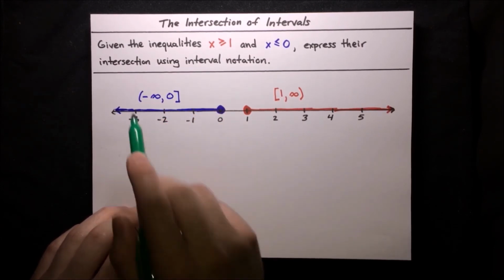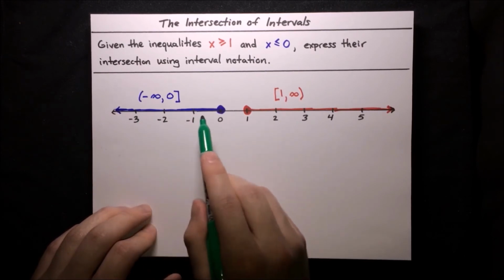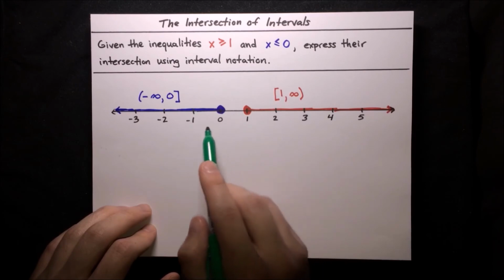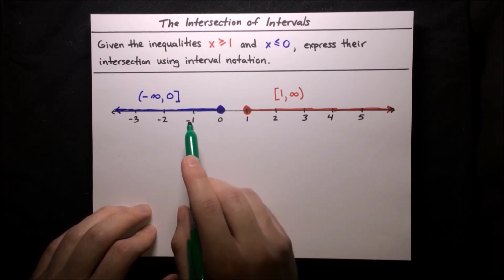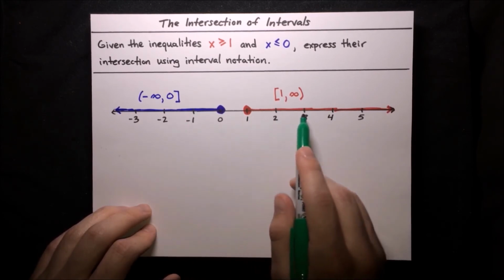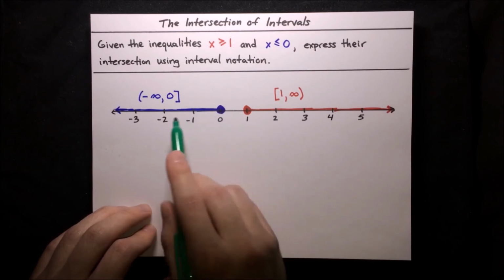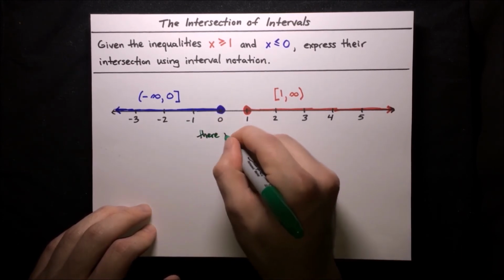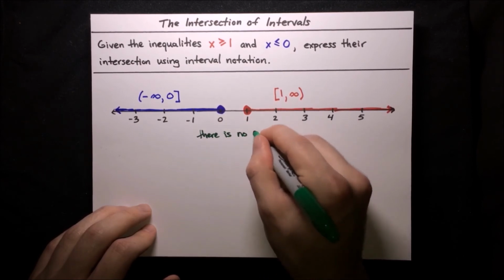Okay, so now let's find the intersection. Where do these two intervals overlap? Well, we have to look for red and blue together on the number line, but actually it doesn't look like there's any red and blue together. It looks like they're totally separate. It looks like there is no overlap.